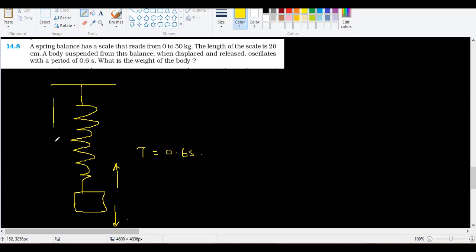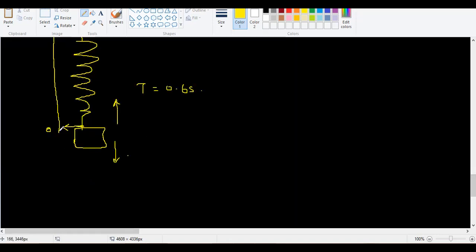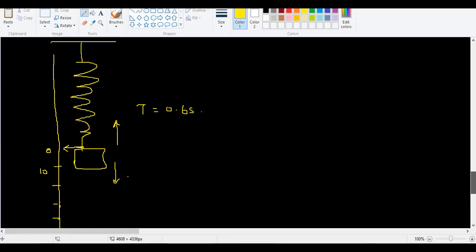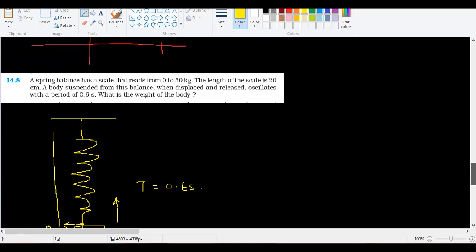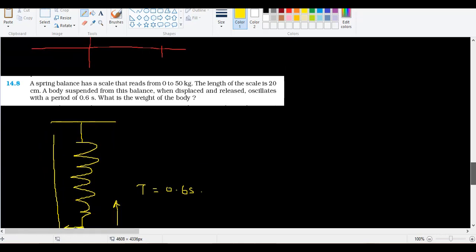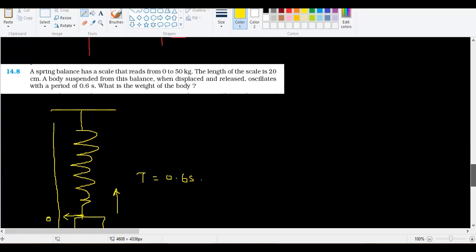The spring balance means there'll be a scale shown over here. So when you remove this mass, this pointer will be pointing at 0. As you keep on putting more and more mass, what will happen? This pointer will come down, which means it will show you 1 kg, 2 kg, 10 kg, 20 kg, 30 kg, 40, 50 kg. So they said it will go up to 50 kg. What is the weight of the body?